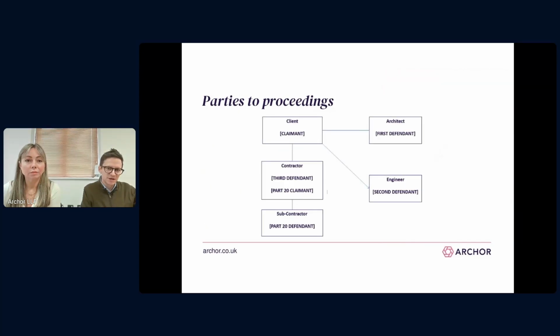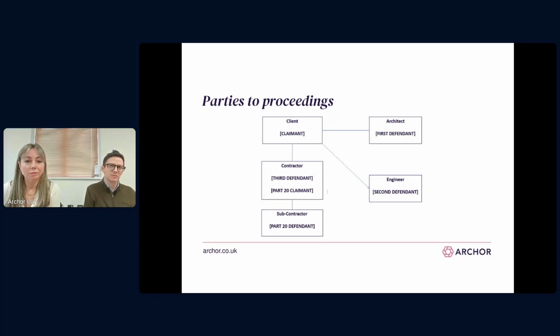Okay, so this slide shows the general structure of parties to court claims. Usually on the type of claims that we work on, there'll be one claimant and one or maybe two defendants. You can also get what's shown on the screen as a Part 20 defendant, which is where a defendant has added in an extra party.